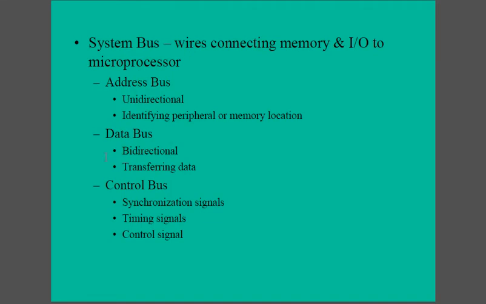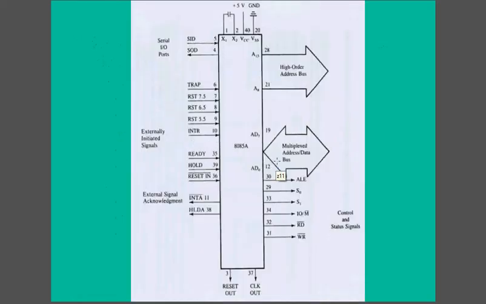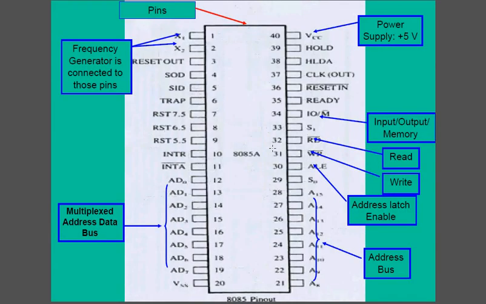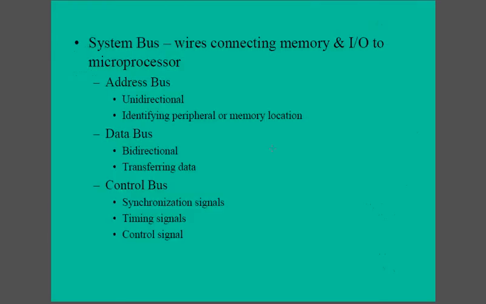And then the second one is the data bus. The data bus is bidirectional. Why is the data bus bidirectional? Because this data bus can be used by the microprocessor to send data out, for example, to the memory to store the data. And this data bus can also be used by the memory to send data to the microprocessor. So that's why the data bus is bidirectional. The purpose of the data bus is to transfer the data.